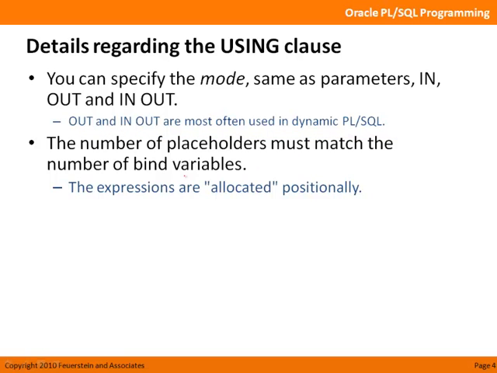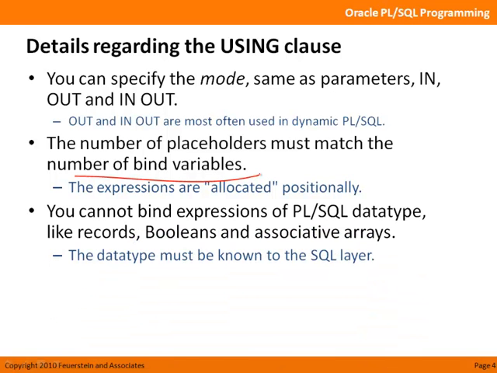The number of placeholders must match the number of bind variables, even if you have the same placeholder referenced more than once. Basically, the expressions are allocated positionally. You cannot bind expressions of PL/SQL data type, for example, records, booleans, associative arrays. The using clause is passing or binding values into the SQL statement, and therefore only SQL types are supported. This is true even for dynamic PL/SQL, which is addressed in a separate lesson. Essentially, the data type must be known to the SQL layer in order to do the binding.